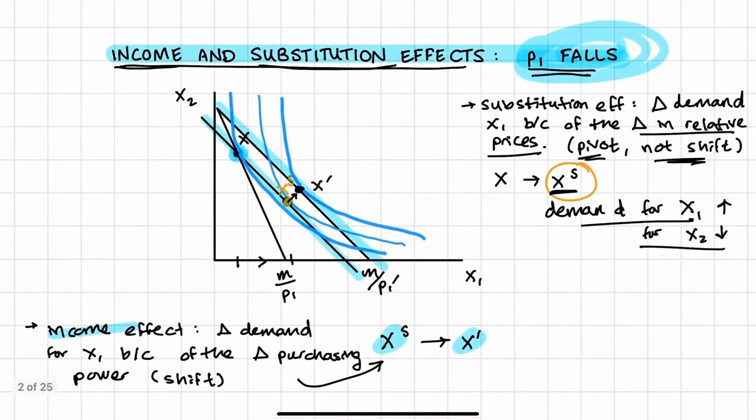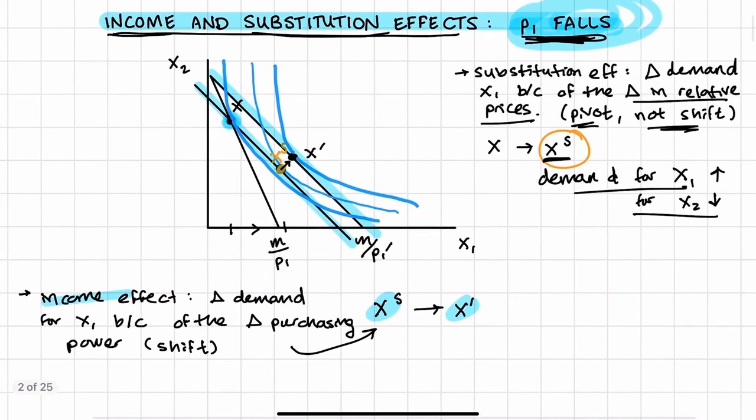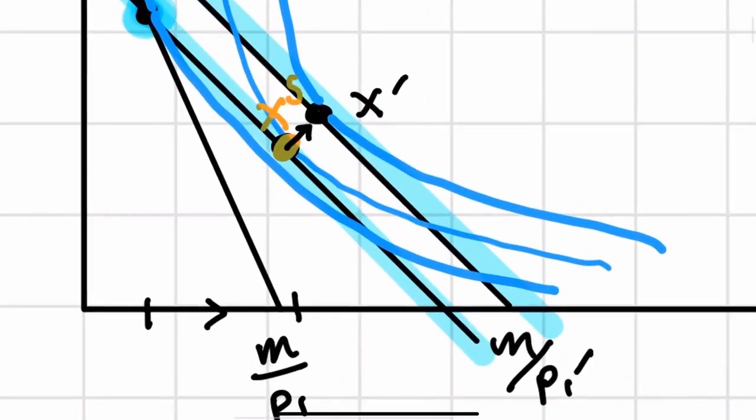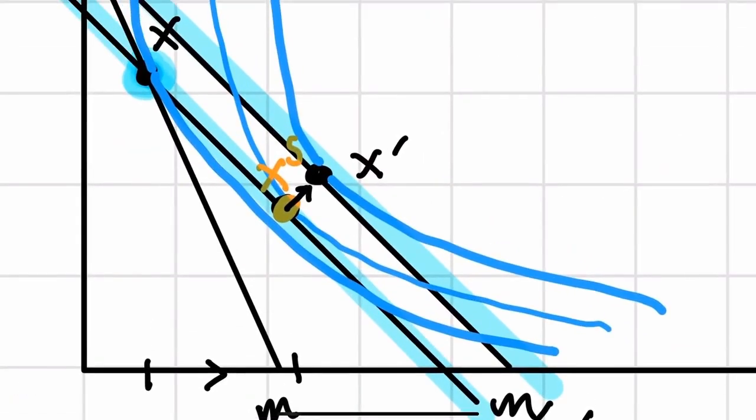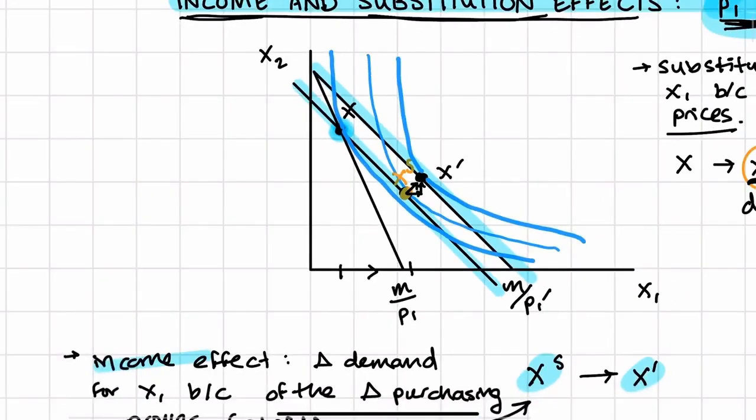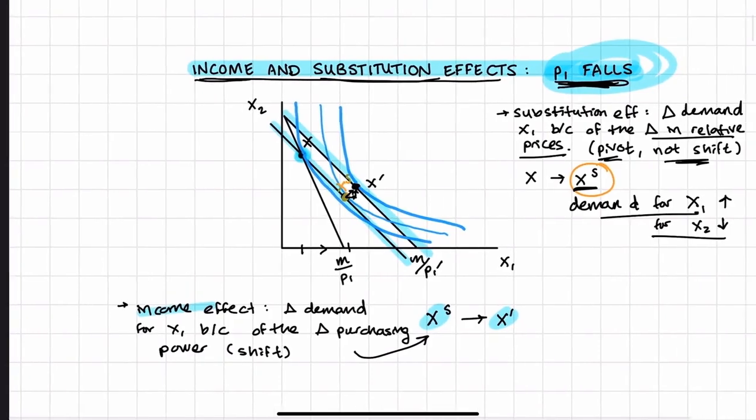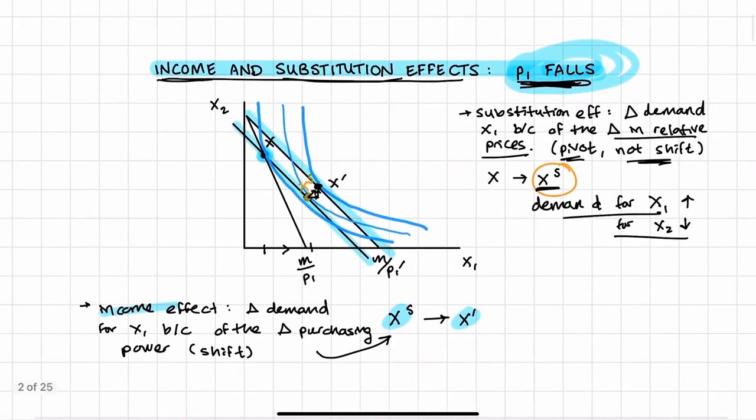Because the price of good 1 is lower, we are in effect richer. Our purchasing power has gone up. And what do we do with that increase in purchasing power? We get more of X1, those arrows going up and to the right, which indicates we're getting more of X1 and more of X2, using the fact that we are, in effect, richer to buy more of both.